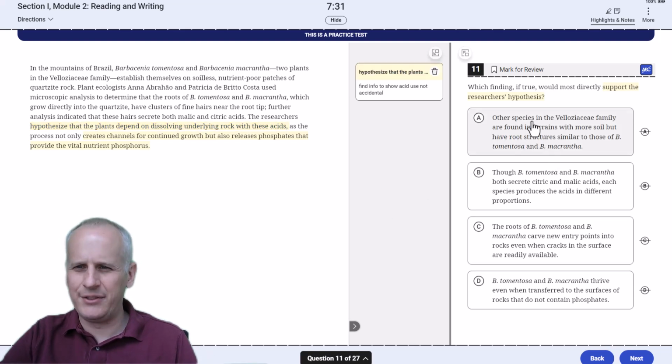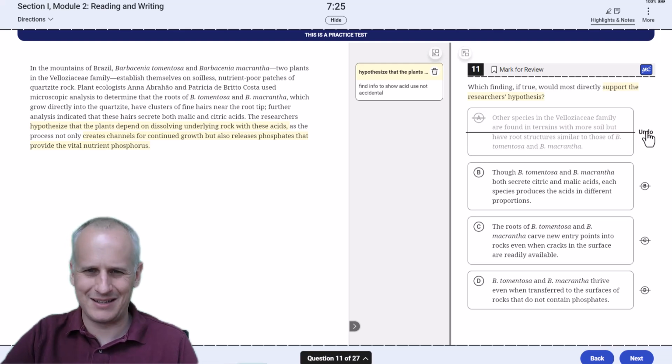So choice A, other species in the family are found in terrains with more soil but have roots similar. Well, actually, this is a reversal. It makes it seem like it's done for some other thing because it happens elsewhere where there aren't these rocks. Then choice B, these two plants both secrete these acids. Each produces the acids in different proportions. Well, different proportions, what does that mean? I have no idea. Need additional information. Can eliminate choice B for that reason.